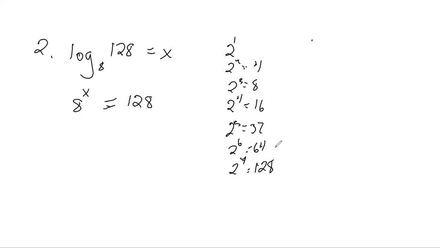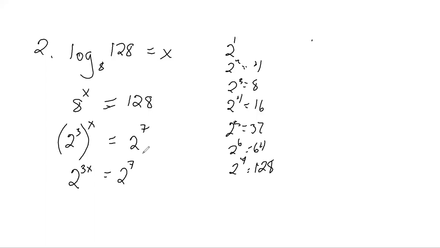So I'm going to rewrite those two numbers as powers of 2. I'm going to change 8 to 2 cubed, and that's raised to the x power. And I'm going to change 128 to 2 to the 7th power. Raising a power to a power, you multiply the exponents. 2 to the 3x is equal to 2 to the 7th.